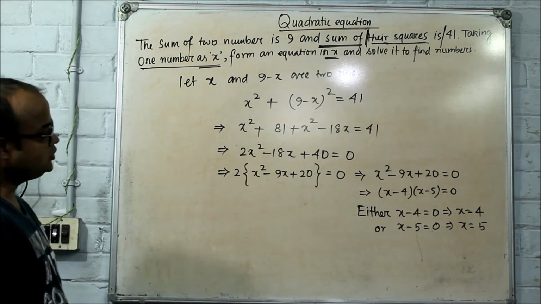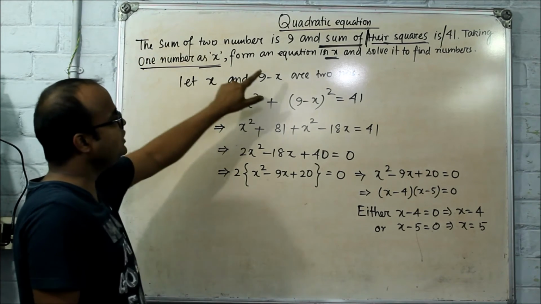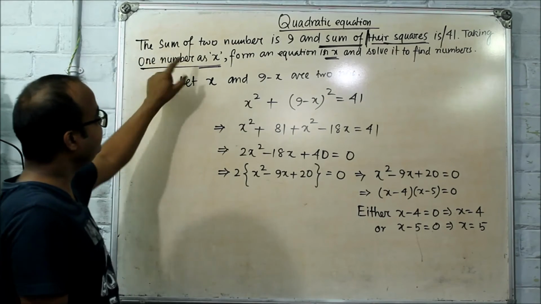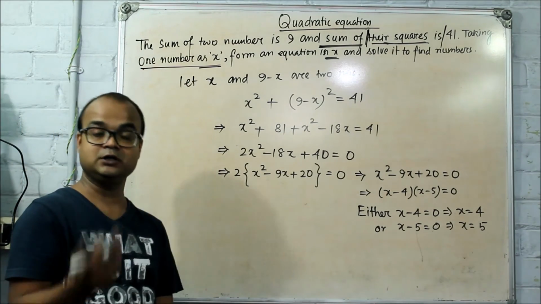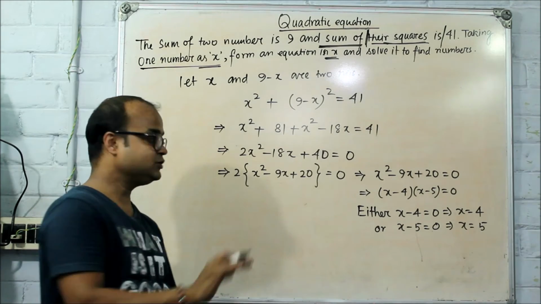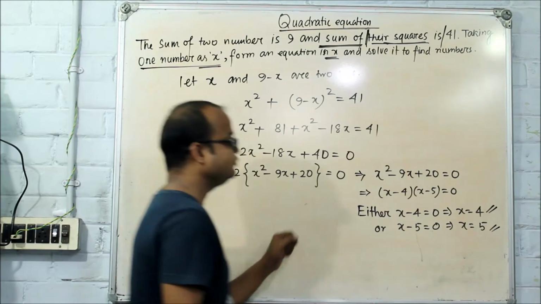Clear? So, here the sum of two numbers is given. It is not specified whether it is a natural number, real number, or integer. So we need to take both the values. So x is equal to 4 and x is equal to 5.